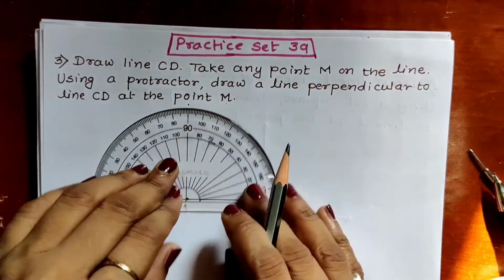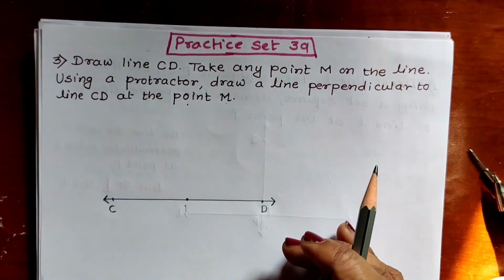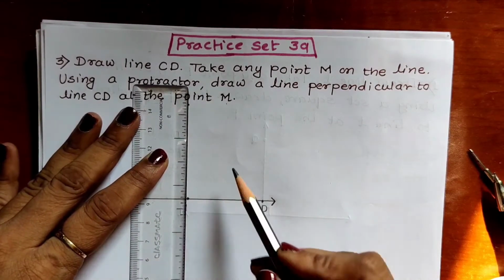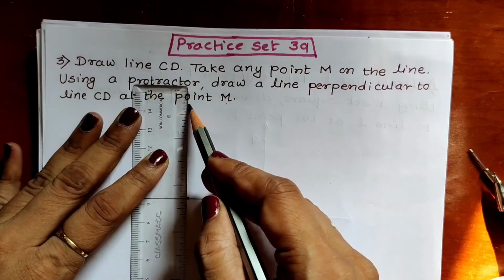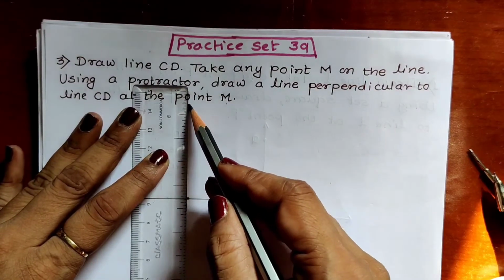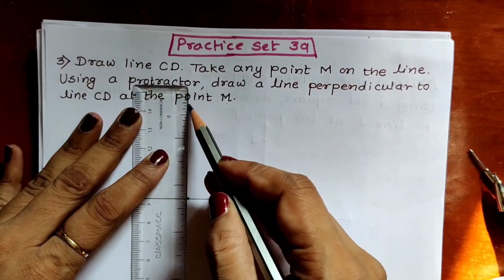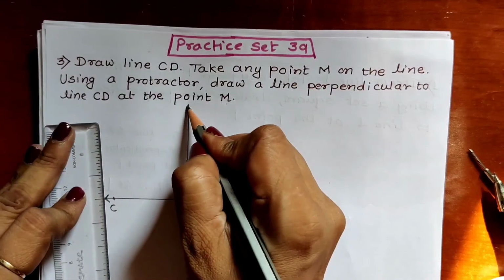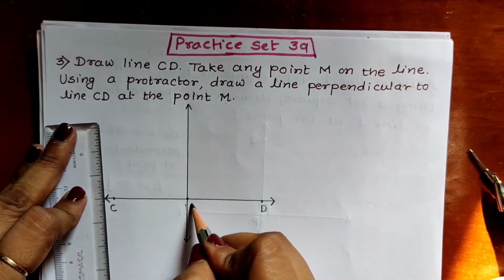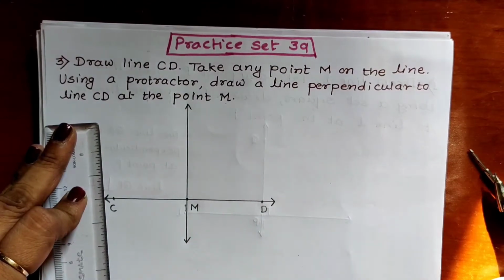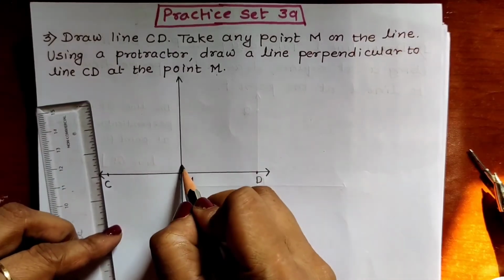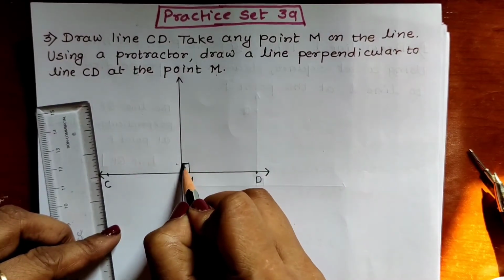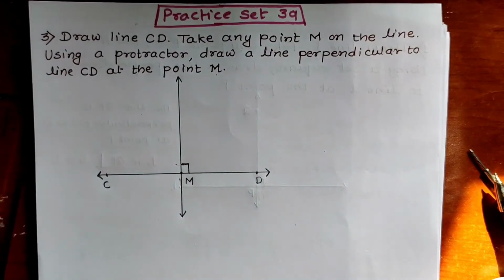So put the point at 90 degree and then we can draw a line from that point which is passing through point M. We can use our scale to draw the line. This is our point M. Put the right angle symbol here on this side or on this side. Any one side you can put the symbol of right angle.